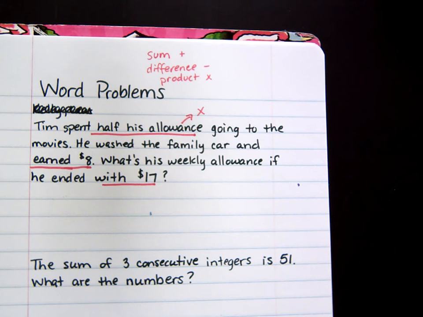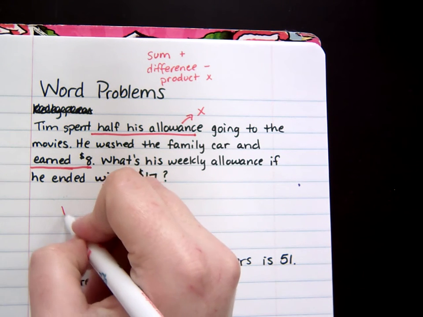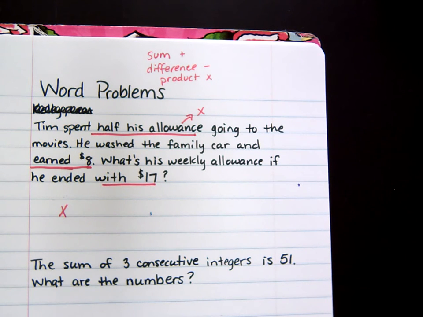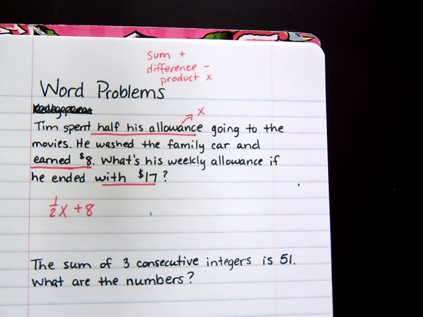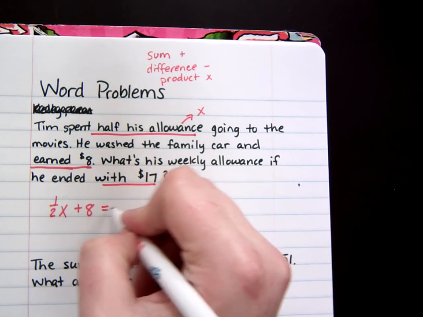Now, whatever his weekly allowance was, x, he spent half of it. So half of his allowance. But then he earned $8. Well, think about the situation. If you're earning $8, you're adding that amount to what you already have. So plus 8. And after spending the money but earning some back, he ends up with a total of 17.